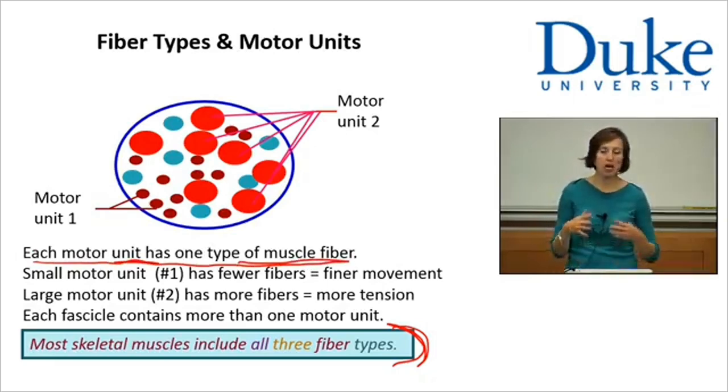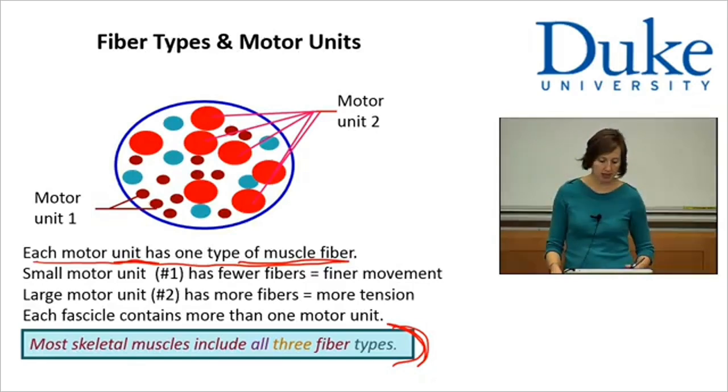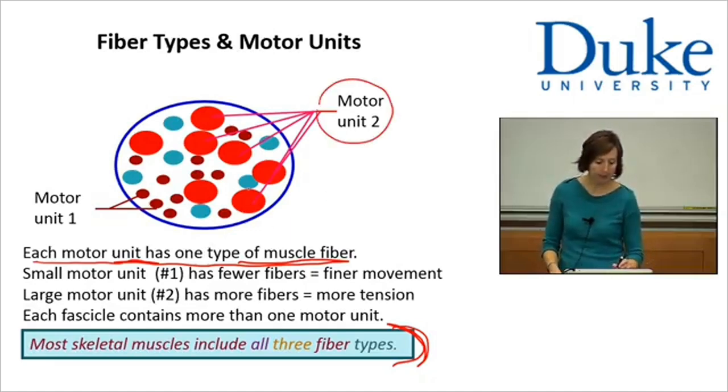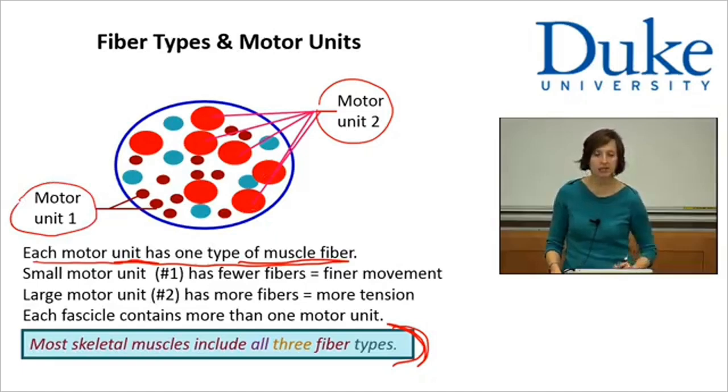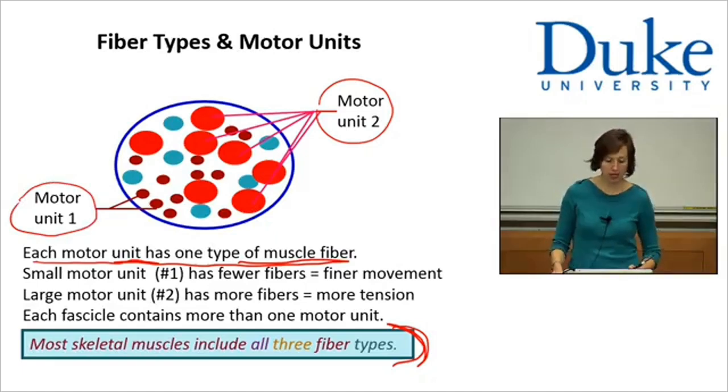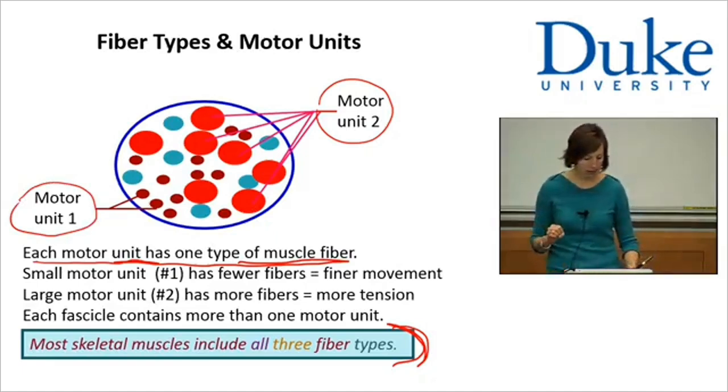So it may be a slow oxidative motor neuron that synapses only with slow oxidative fibers. And that's what's shown in this figure, where we've got motor unit 2 that's synapsing with fast glycolytic fibers that are large in diameter versus motor unit 1, which is synapsing with slow oxidative fibers that are small in diameter.